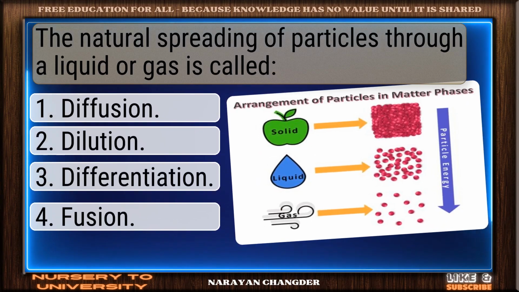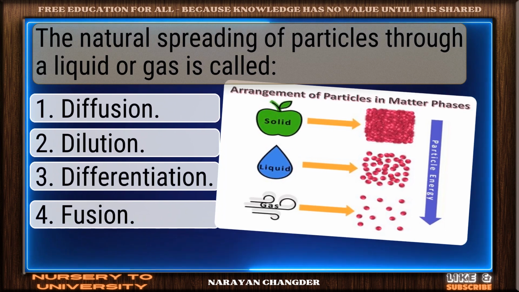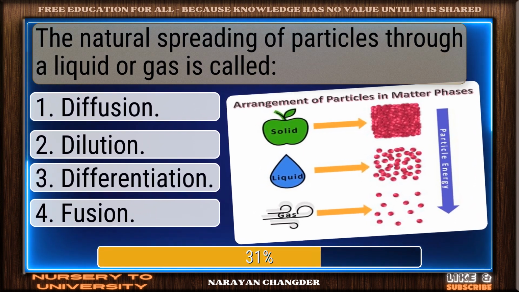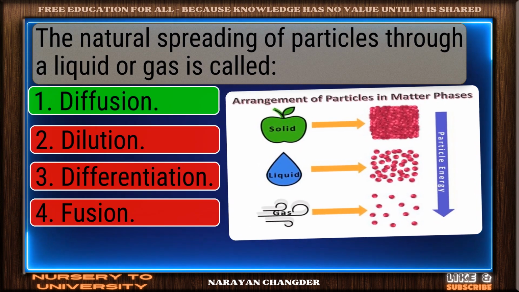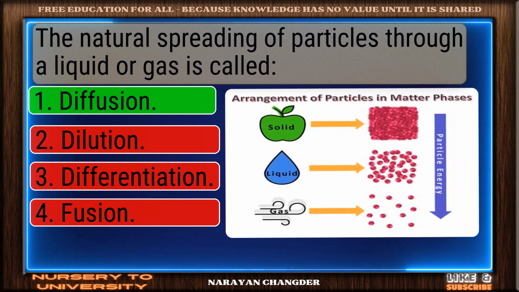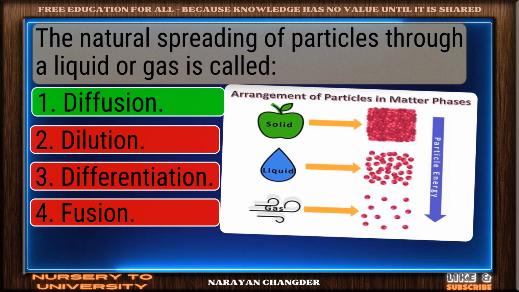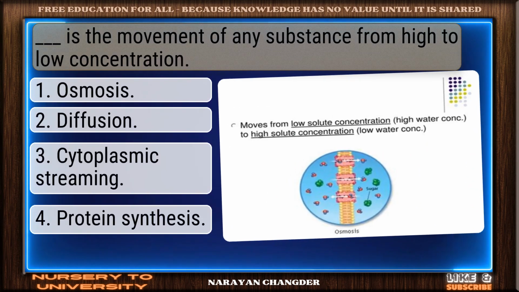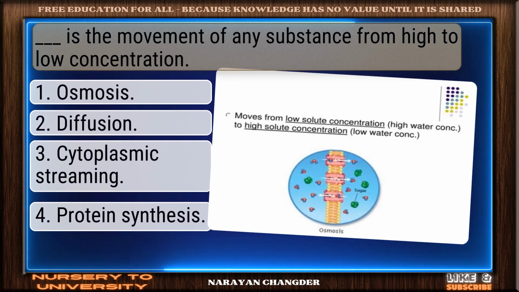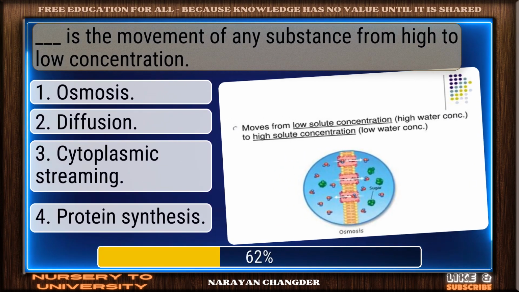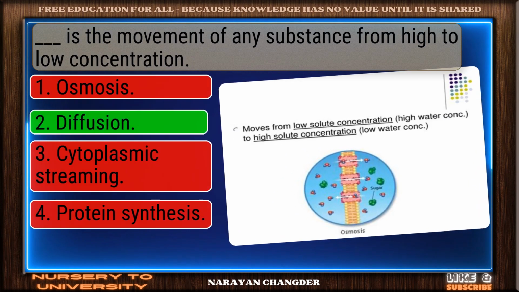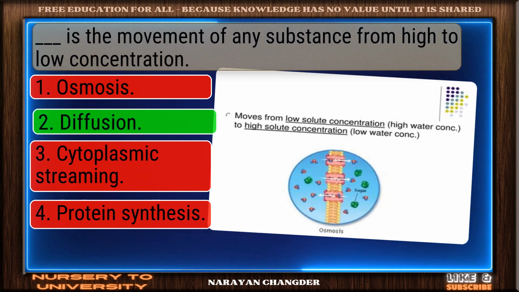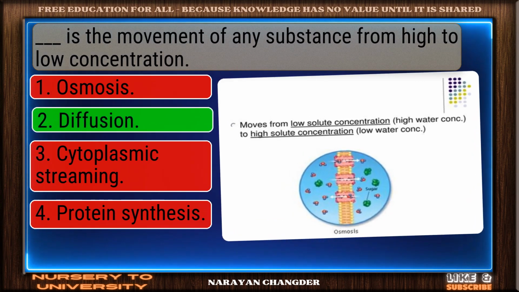The natural spreading of particles through a liquid or gas is called... Good job. Your answer, diffusion, works well here. Dash is the movement of any substance from high to low concentration. Nice selection. Diffusion is the correct and valid answer.